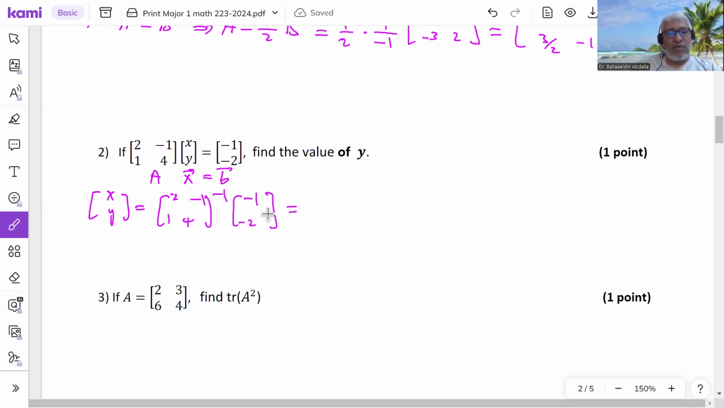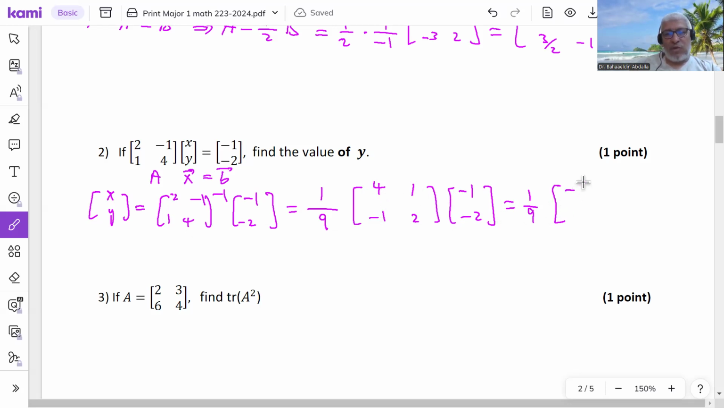To find the inverse of this matrix, again, 1 over the determinant, 2 times 4, 8, minus 1 plus 1, 8 plus 1 is 9. 2, 4, we change positions. -1 and 1, we change their signs. Now to multiply, I will keep 1 over 9 outside, and I'll multiply these two matrices.